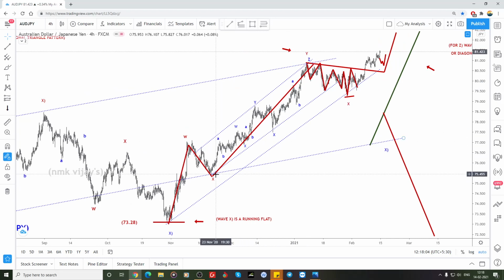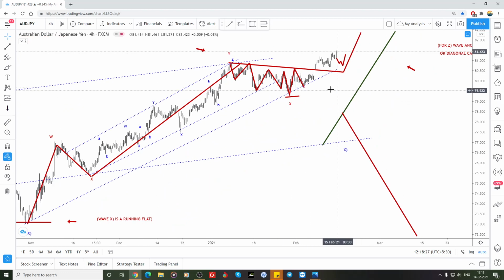The intermediate wave of Y is split into the WXYZ. So here ABC is a W, X, ABC is a Y, again X, ABC is a Z. So here I explained that if it didn't break the low, there is still a valid chance for that Z to complete that. This is the Y, this is the X, so Z has to finish.